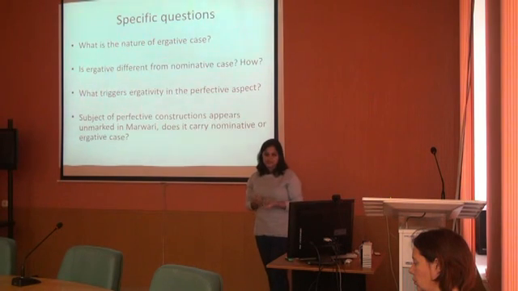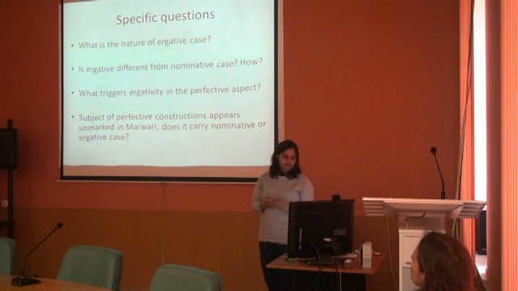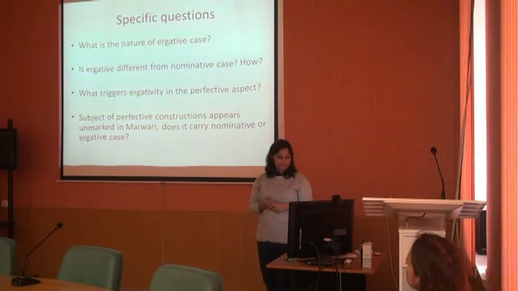Here are some questions that I would like to raise in this presentation. What is the nature of the ergative case that appears in Mewari? Is ergative different from nominative case, especially when we have Marwari, where both the cases do not have any overt morphology, and how are they different? Third is what triggers ergativity in the perfective aspect, and yes, a huge question about Marwari ergativity. The subject of a perfective construction is again unmarked, so what case is it? Is it nominative or ergative?